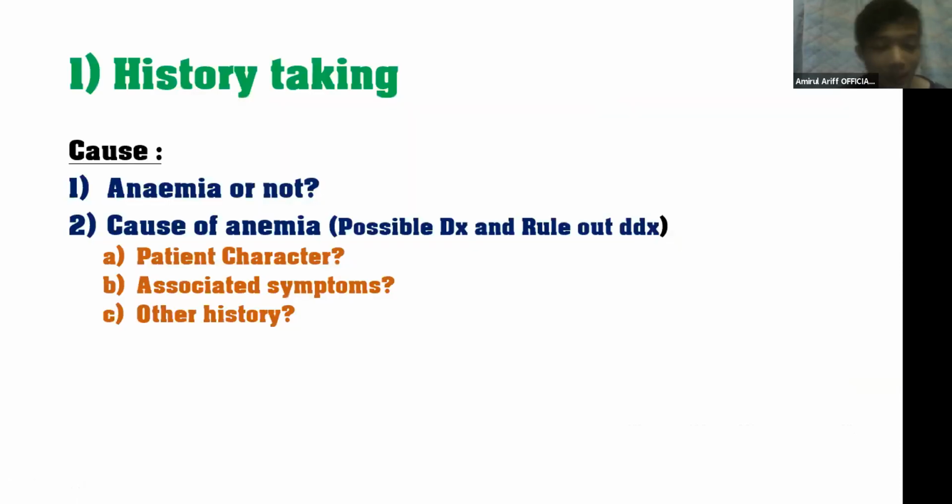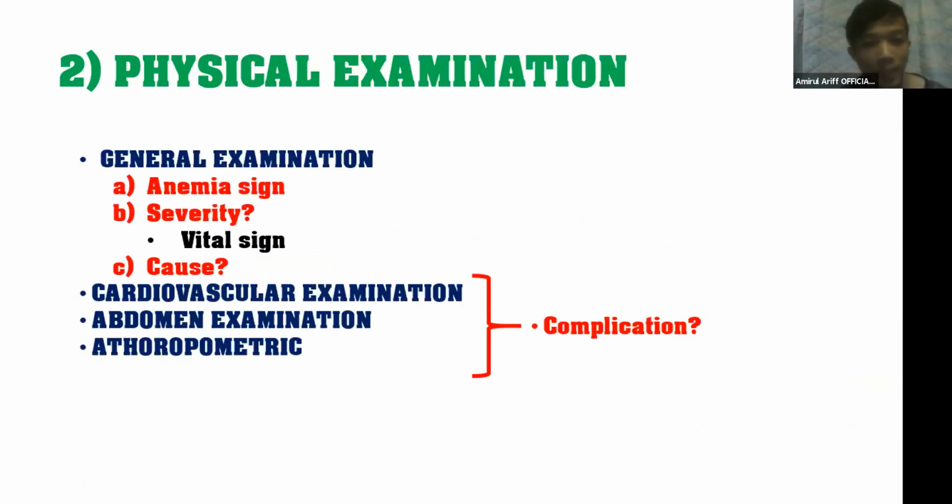Okay, just now the patient came with pallor. In history taking, we ask whether it is anemia or not. We rule out all the causes of pallor, and we specify the causes of anemia by the patient's character. So next is physical examination, of course.